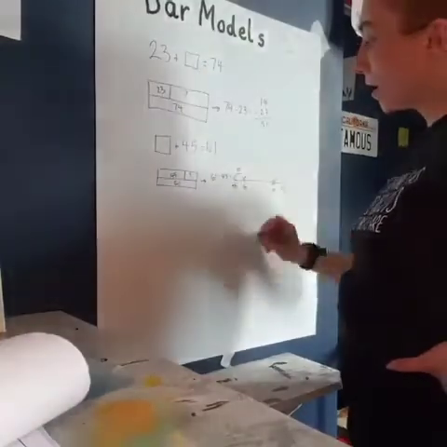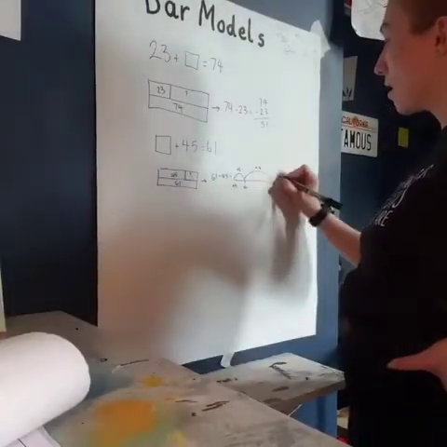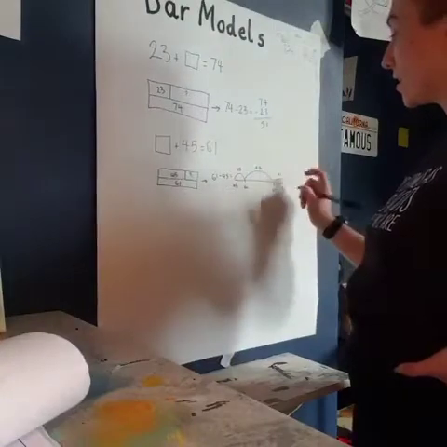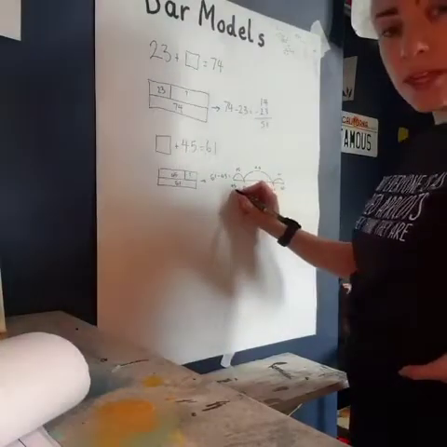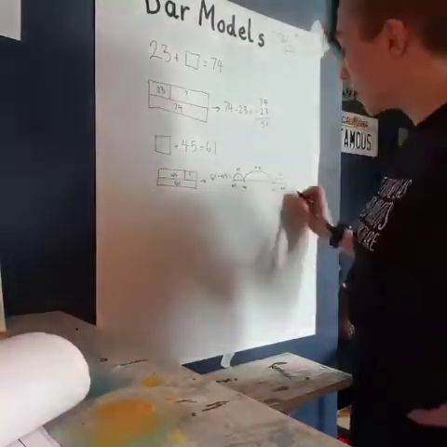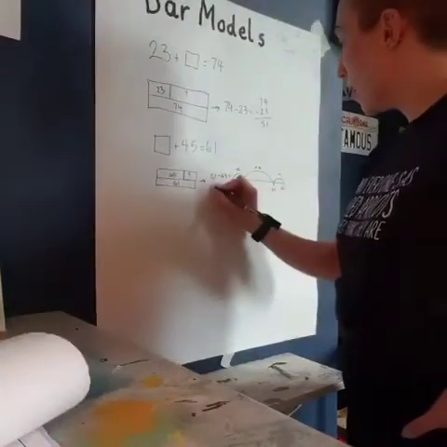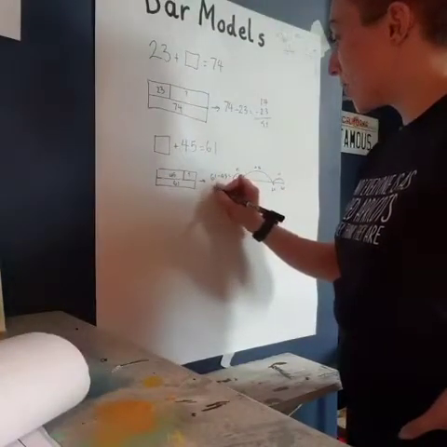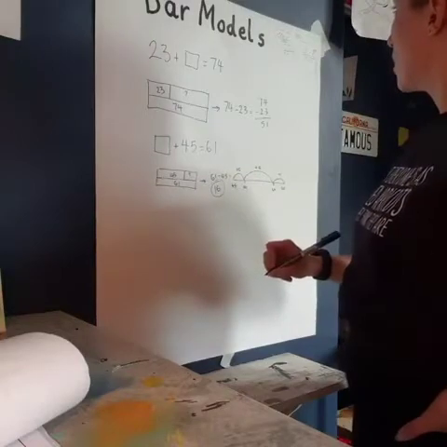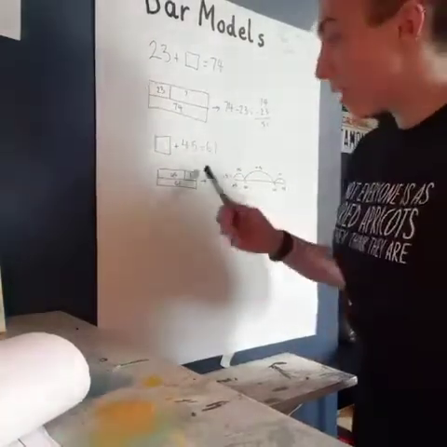I added 5 to get here. I added 10 to get here. I added 1 to get here, so I added 16 in total. So the difference, the space between 45 and 61 is 16, and that is our answer for that missing box there.